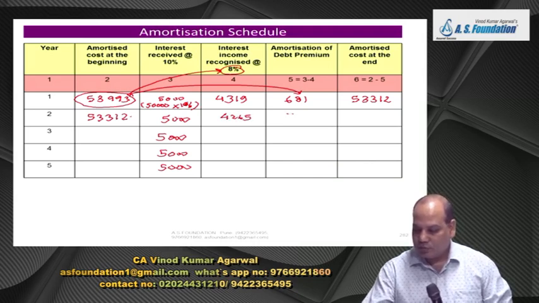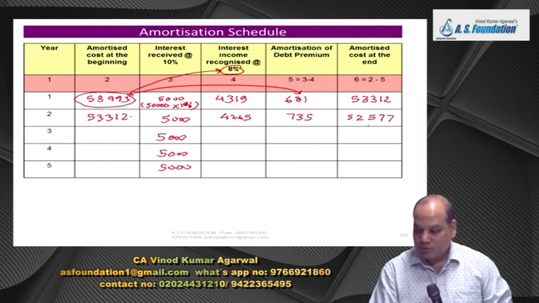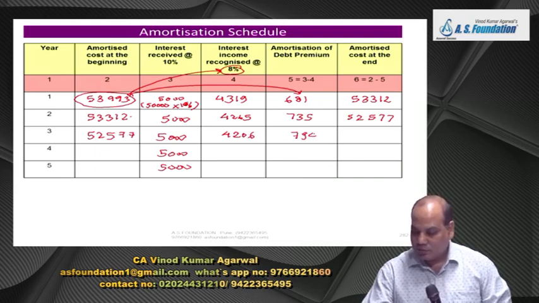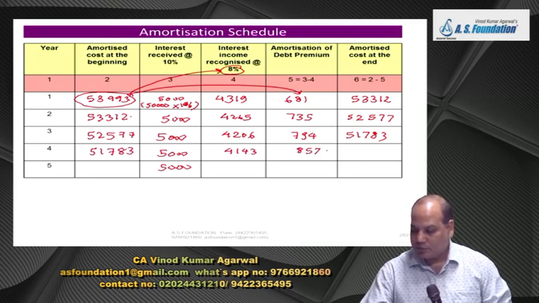4265. 735. 577. Wow, wonderful. Then into 8%. 4206. Difference. Okay. 51,783. Very good. 51,783 into 8%. 4143. 857.